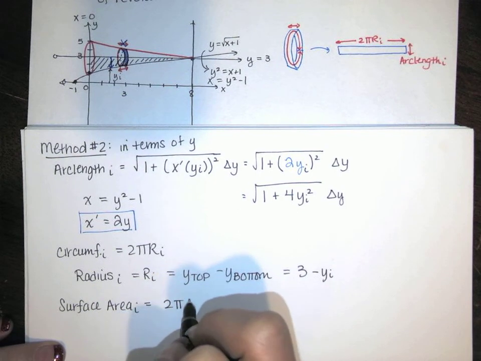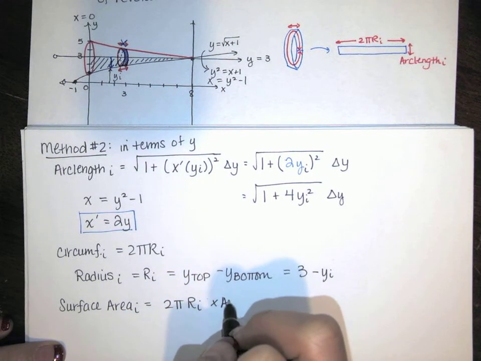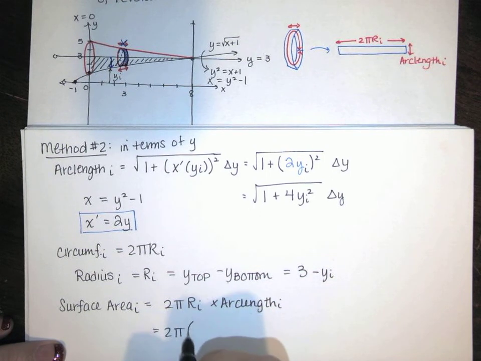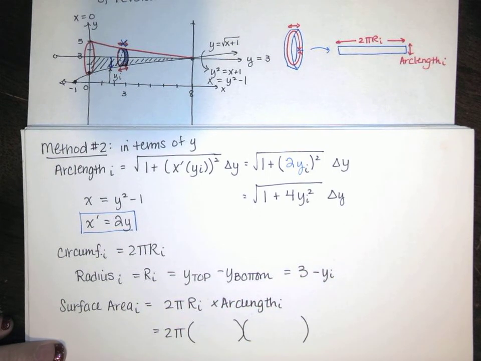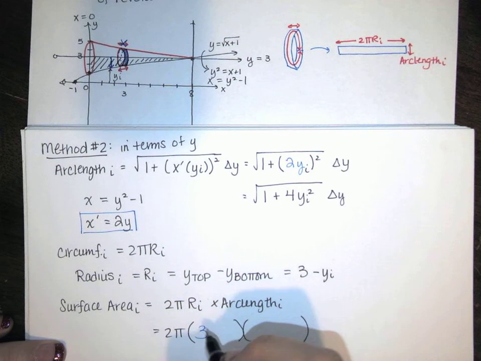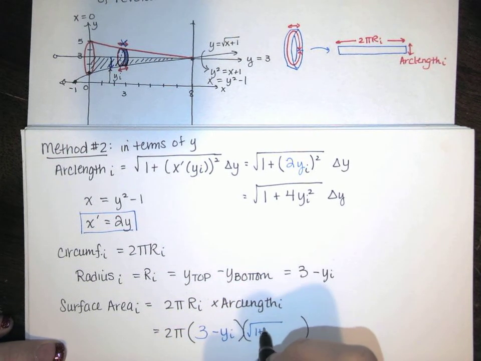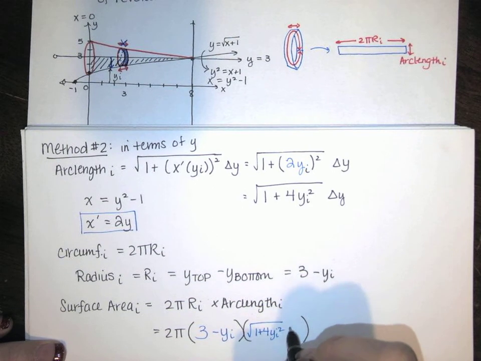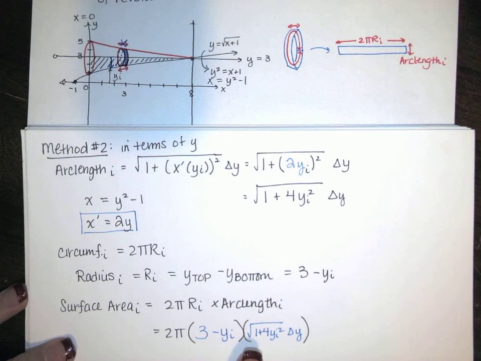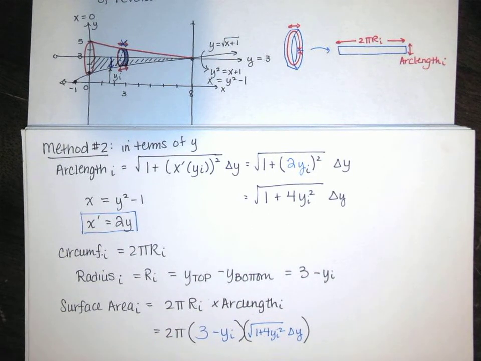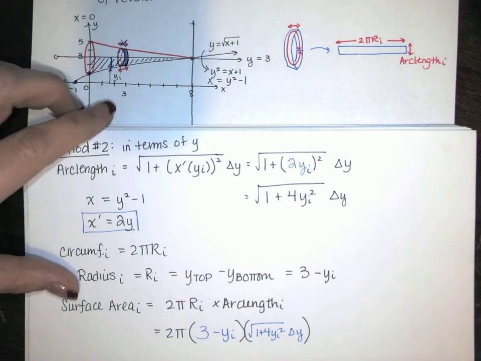So surface area is 2 pi times the radius times the arc length. And my radius is 3 minus y sub i. And my arc length is this. That 3 minus is another problem again. Y times this, that's a u sub, that's easy, but 3 times that, well, I still have to do trigonometric substitution. So I guess you want to pick your poison.